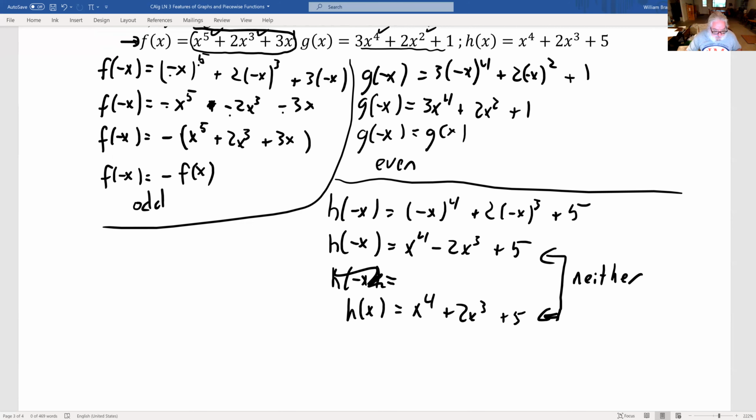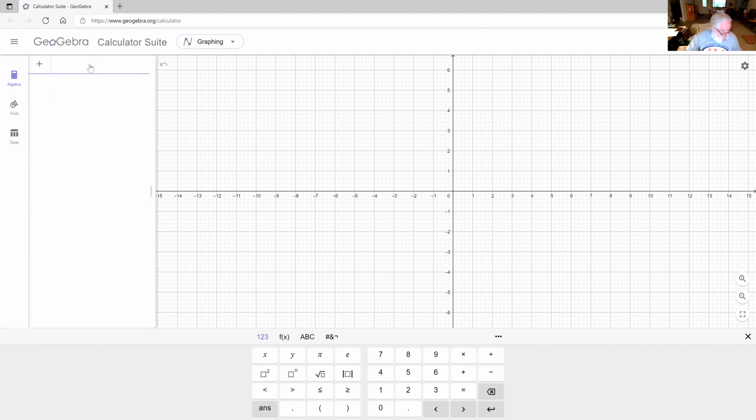So, just to sort of reinforce this, we can go over to Geogebra again. And Geogebra is a really useful way also to check your work sometimes. So those three functions we were just looking at, one is x to the fifth plus 2x cubed plus 3x. And it looks like that.